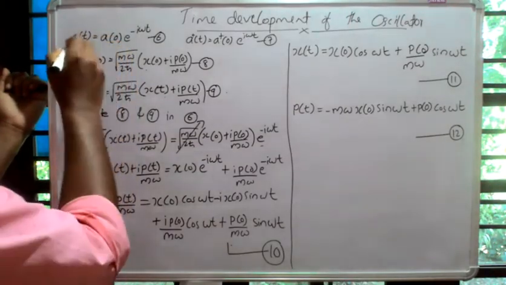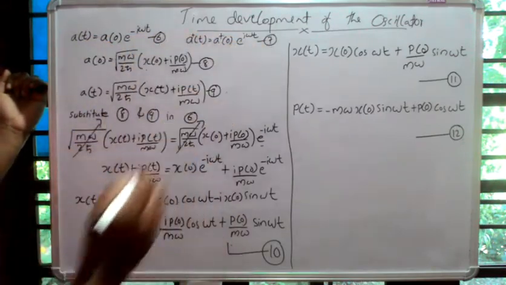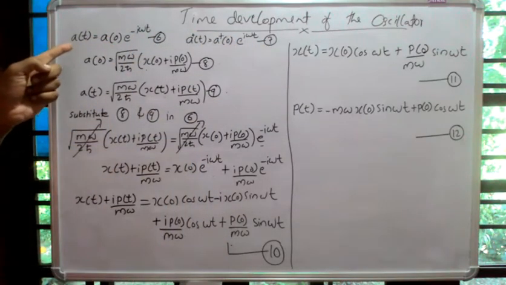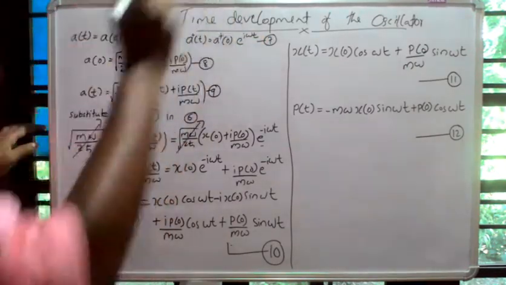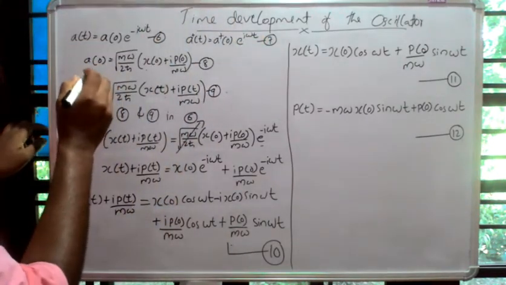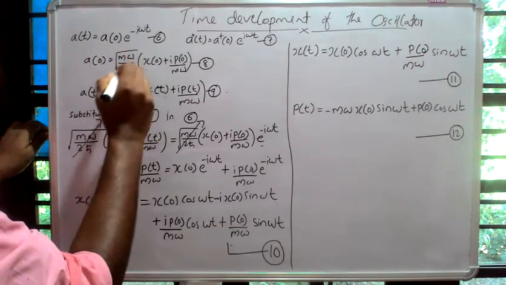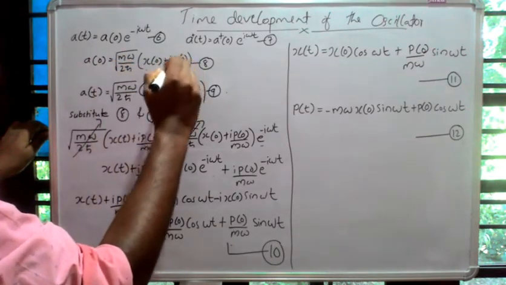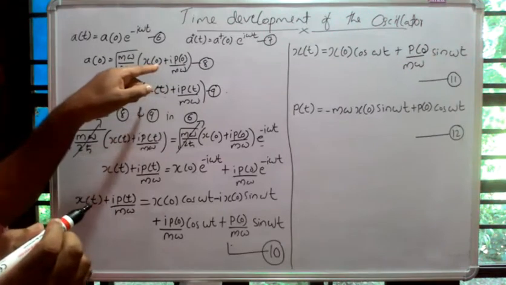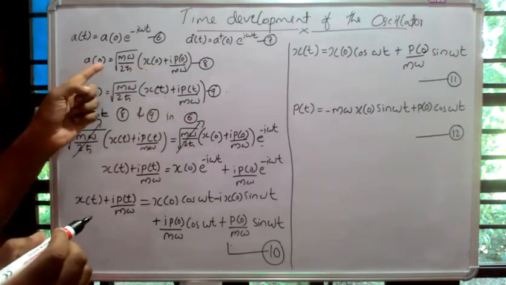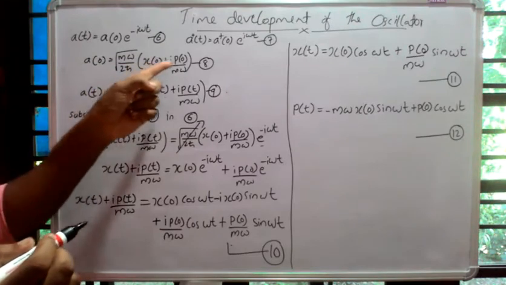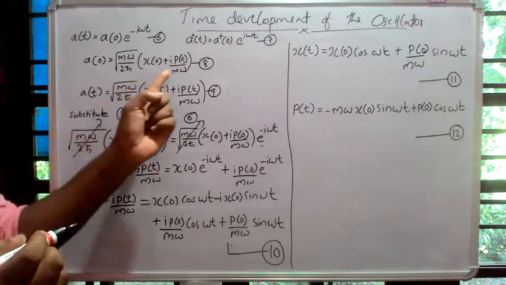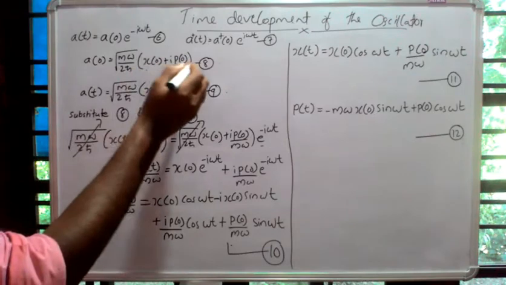So we obtained two equations, equation 6 and 7, the annihilation operator and the creation operator as a function of time. We can write at time t equal to 0, a of 0 equal to under root m omega over 2 h cross, x of 0 plus i p of 0 over m omega. At time t equal to 0, our annihilation operator is a function of the position operator and the momentum operator, and we can write it in this way.